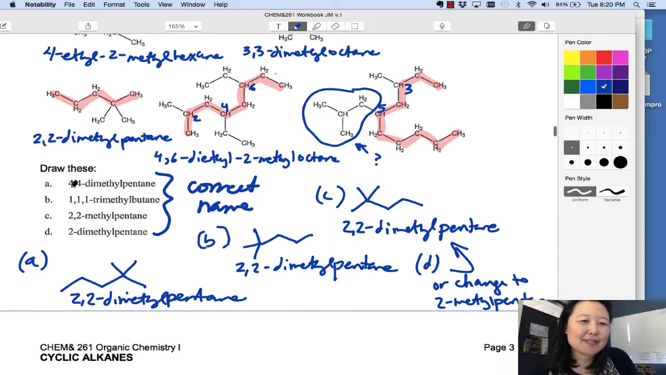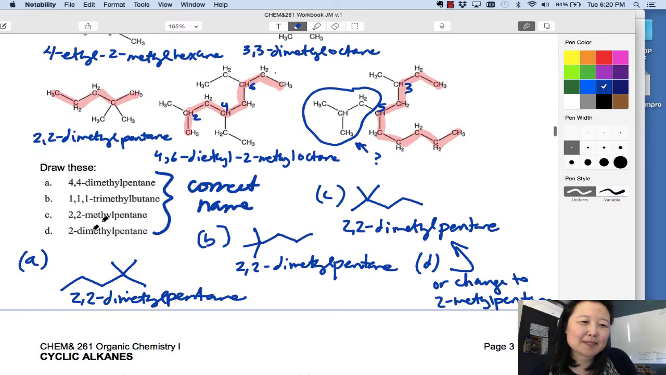Drawing these out, these are not the best names. The 4,4-dimethylpentane, if you draw it out, should be 2,2-dimethylpentane. For B, if you draw out 1,1,1-trimethylbutane, you'll see that actually it's a 2,2-dimethylpentane. You want to always use the longest chain. For part C, you have 2,2-methylpentane. You need to say 2,2-dimethylpentane.